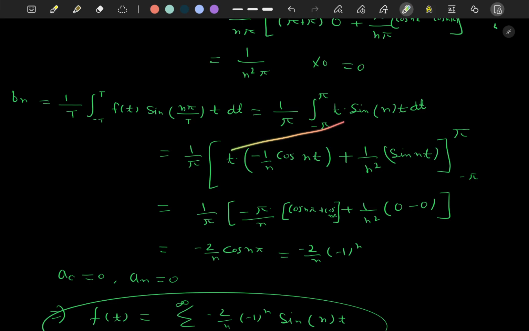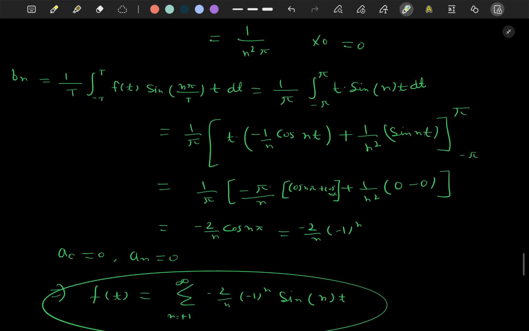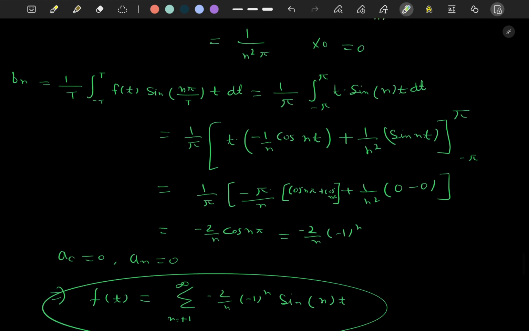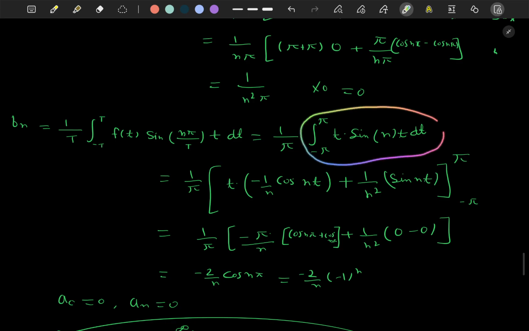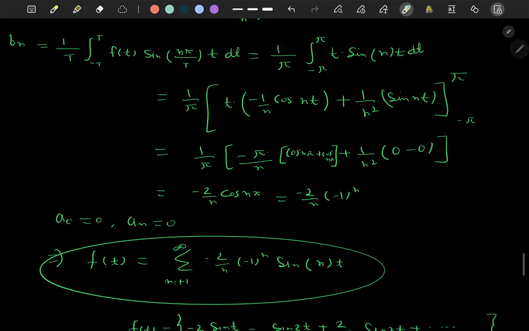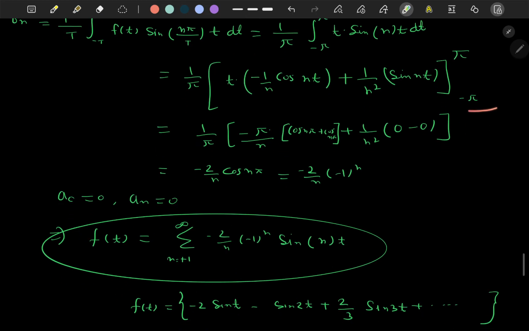So 1 by pi, first function times integration of second function: the integration of sin is minus cos, and the coefficient will be downwards, and minus differentiation of first function times integration of second function: what is the integration of cos, it is sin, with n square, from minus pi to pi. And we can say it's an even function, so 2 equal to, and you can also apply one cheat code here. What is the cheat code? Since it is an even function, we don't have to put the lower limit, just do 0 to pi. But I have done with the full limit.